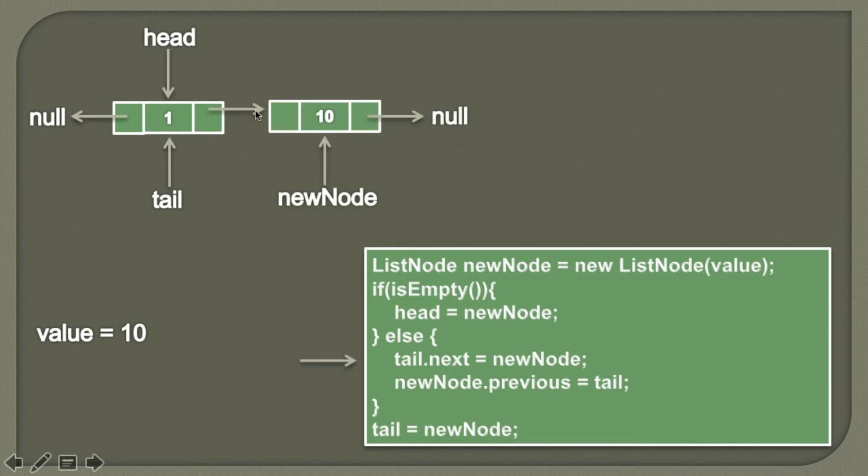So now tail node next will point to this new node. Moving ahead, after this step we need to point new node's previous to the tail node. So in this step we'll assign the value of tail to new node's previous. So it would look something like this.